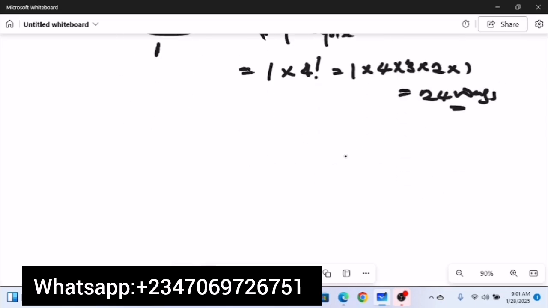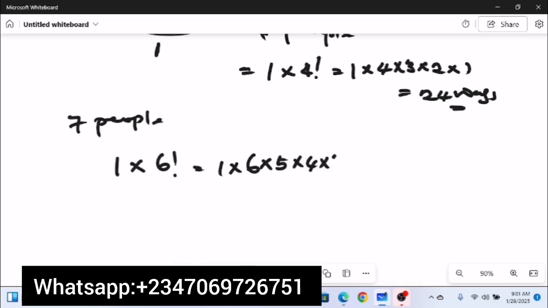So that means if you're asked to arrange 7 people around a table, just like we did, or 7 people in a board of directors meeting, right? You know that the table is usually round. Since the table is round, it means you're going to be keeping one person fixed. Then you arrange the other 6. So that becomes 1 times 6 factorial. So this is going to be equal to 1 times 6 times 5 times 4 times 3 times 2. And you have this to be equal to 720 ways.